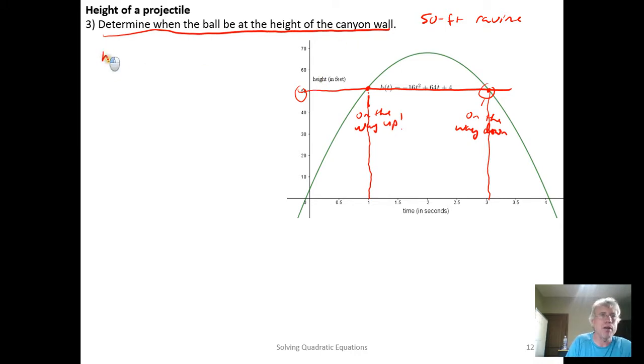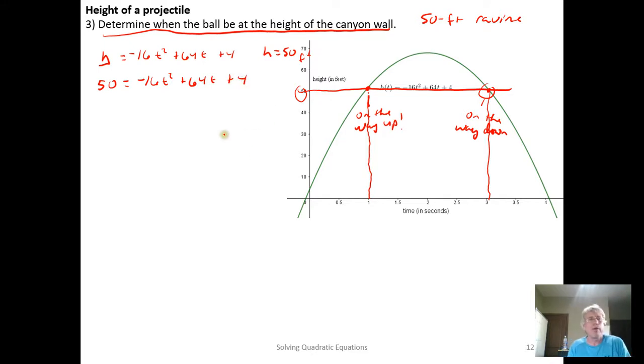So remember, we have a height model. Height is a function of time equals negative 16t squared plus 64t plus 4. And for the ball to be at the height of the canyon wall, h needs to be 50. The height needs to be 50 feet. So I replace the h, or the height, in the model with 50. We go 50 equals negative 16t squared plus 64t plus 4. And one way that we can solve this is just a quadratic equation in one variable.